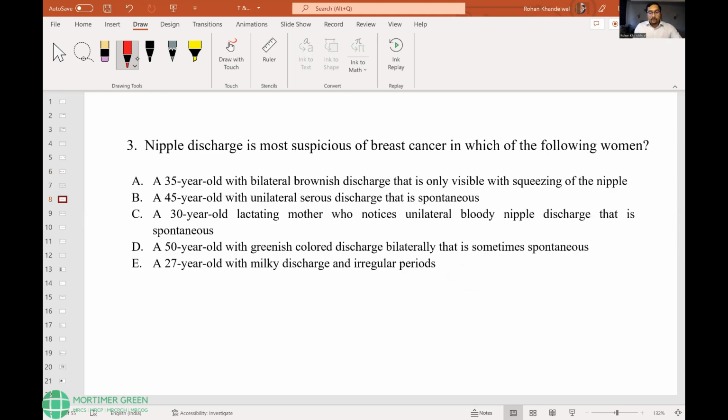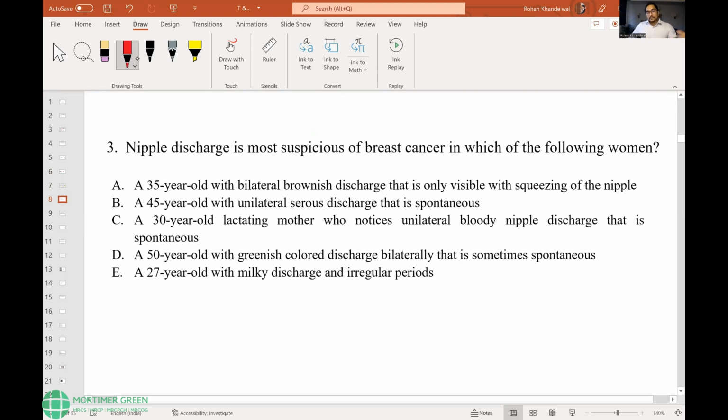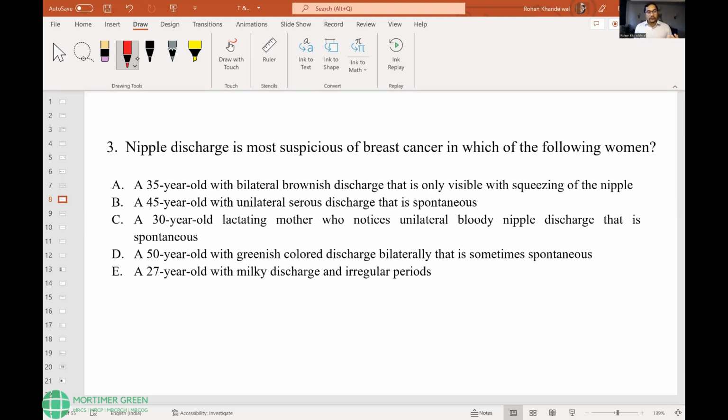This is a very important question, and this is frequently asked in the exam, and this is some place where students get confused as well. So very important question, I would say, for the MRCS exam. Nipple discharge is most suspicious of breast cancer in which of the following women? Okay, so let's look at the answers. All right. So everyone is going with B. So that's good. So 35-year-old with bilateral brownish discharge that is only visible with squeezing of the nipple. Okay. So this we need not be concerned about.